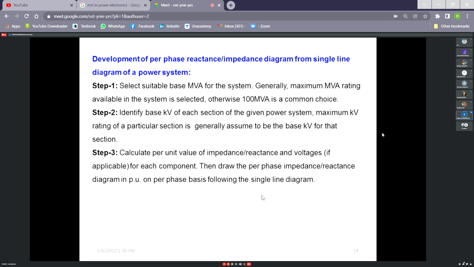So next is to calculate the per unit value of impedance or reactance or voltages, if required, for each component. Each component means the generator, transformer, transmission lines, motor, capacitor, inductor. Inductor or capacitor means for the shunt compensation part, if that is there. Then you convert everything into the per unit value. Then draw the reactance diagram based on that per unit value.